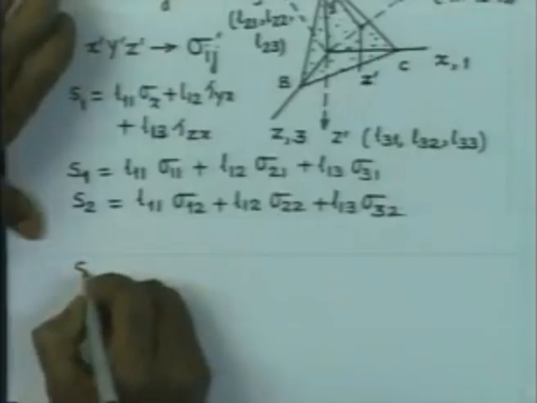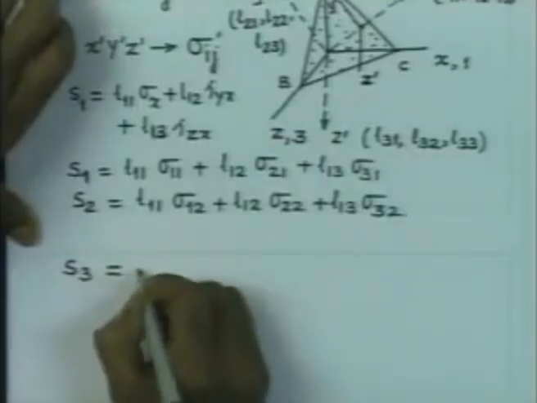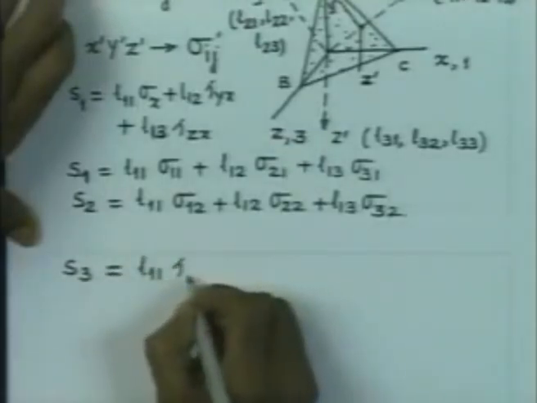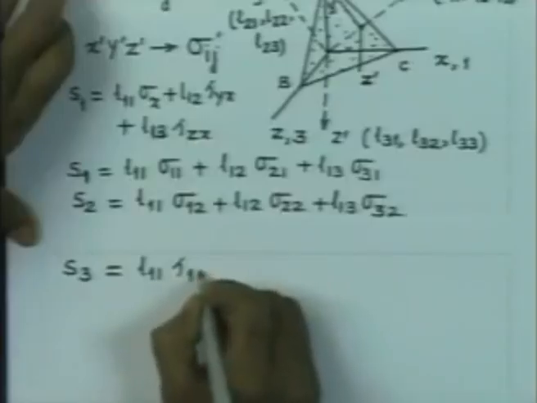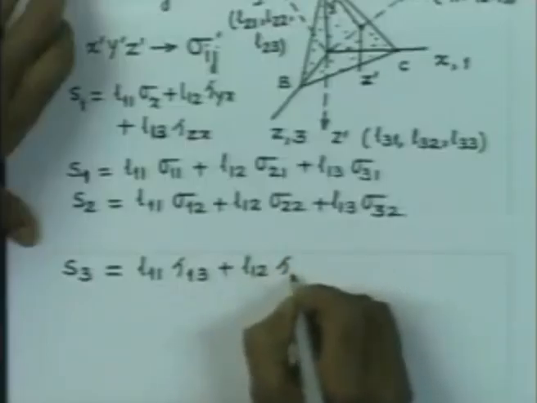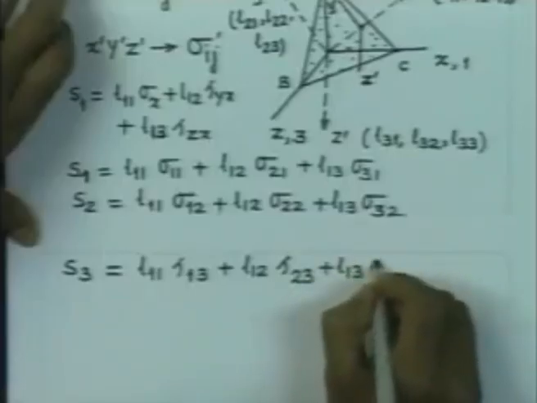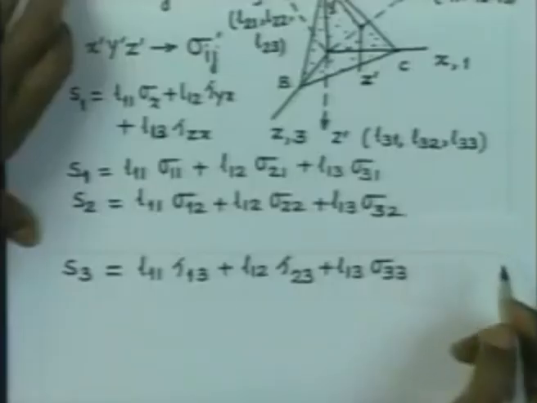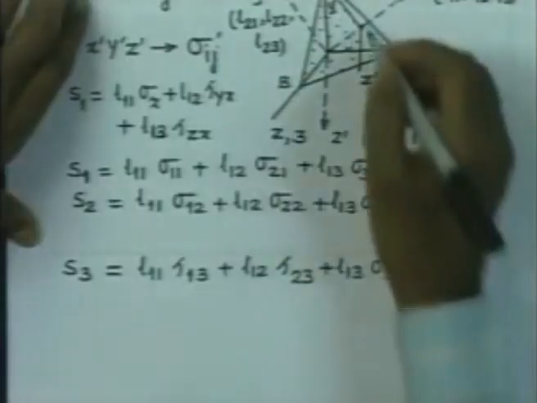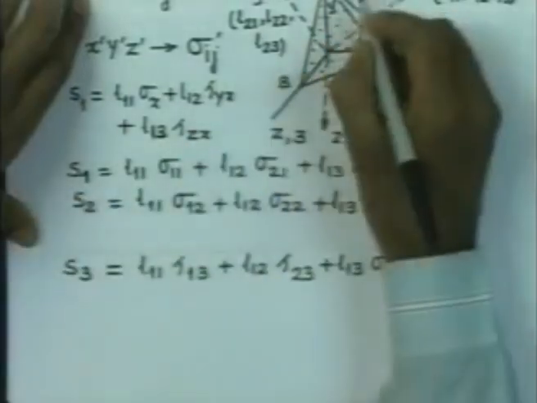Similarly, we will have traction S3 equal to L11 sigma 13, plus L12 sigma 23, plus L13 sigma 33. So, these are the tractions on this plane. We have the tractions on this plane: in the x direction it is S1, in the y direction S2, and in the z direction S3.